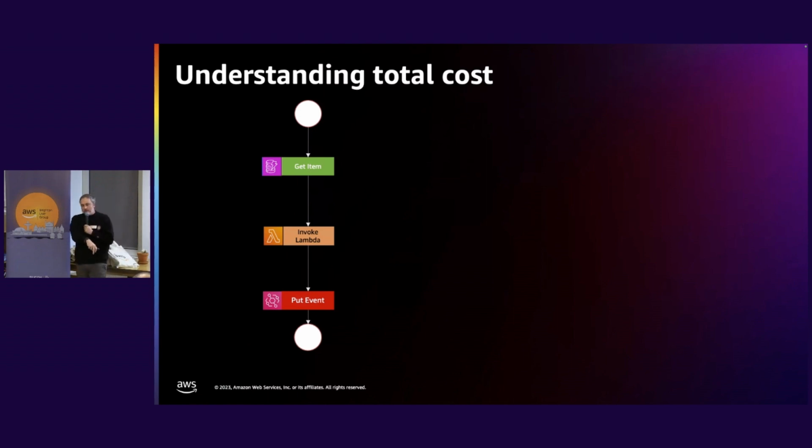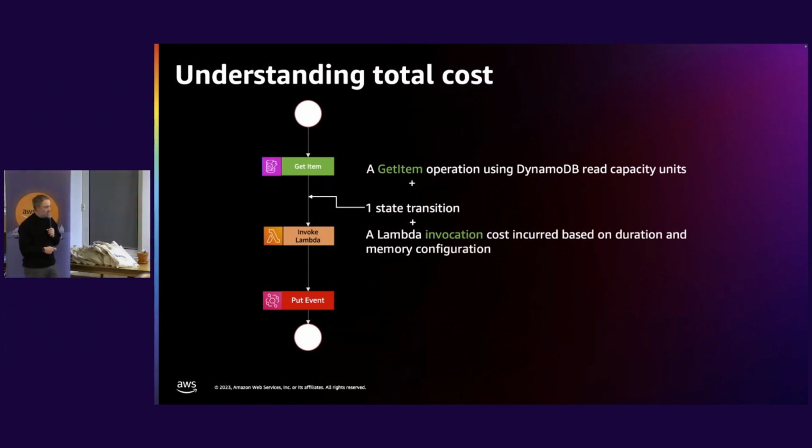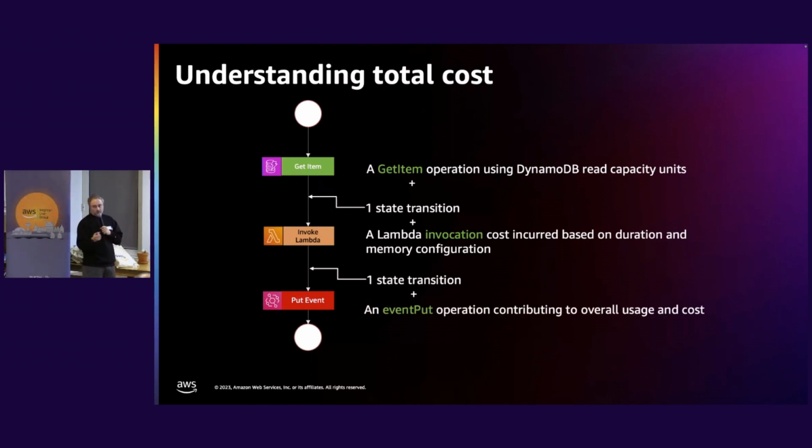A very simple workflow here. So the first thing this does is it gets something from a DynamoDB table. There's a cost associated with that in terms of my read capacity units. Then I have my first state transition. Cost associated. Then I invoke my Lambda function. So the Lambda service has a cost associated with that. Then there's my next state transition. Then I put something onto an EventBridge event bus. So these are costs associated with running a service, and these are costs associated with the orchestration, with the Step Functions piece, right? So another thing you can do is you can reduce your reliance on various services.